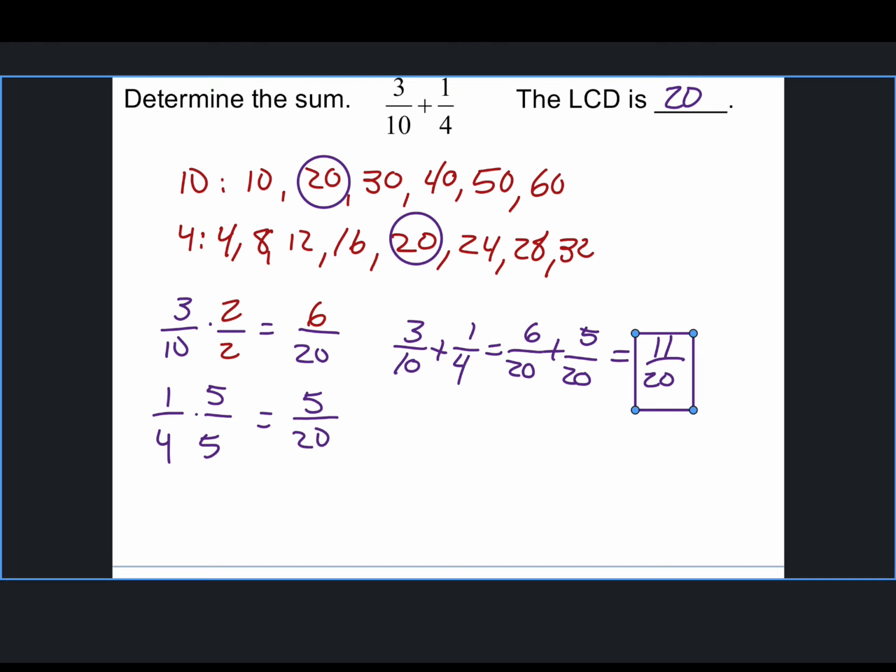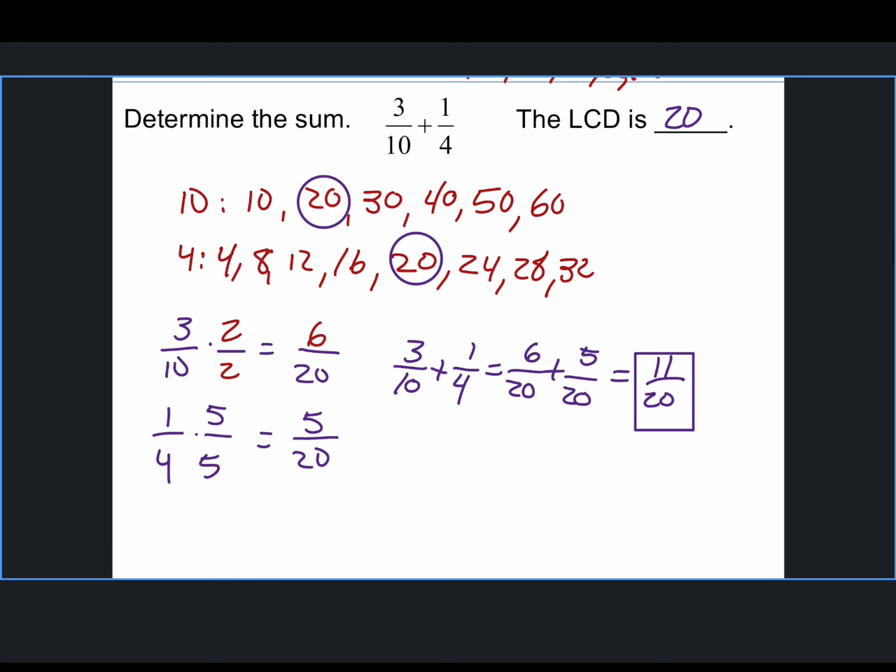Any questions? How did you get the 6? How did we go from 3/10 to 6/20? The 3 over 10 plus 1 over 4 was our original problem up here. Okay, gotcha now. So I just went from here to here with it.